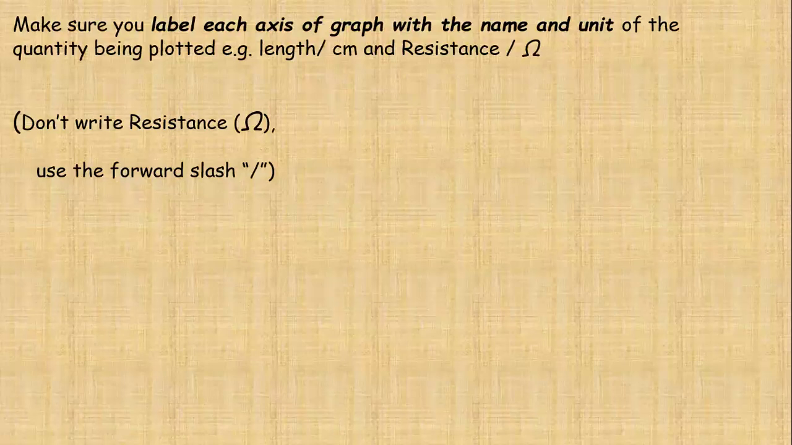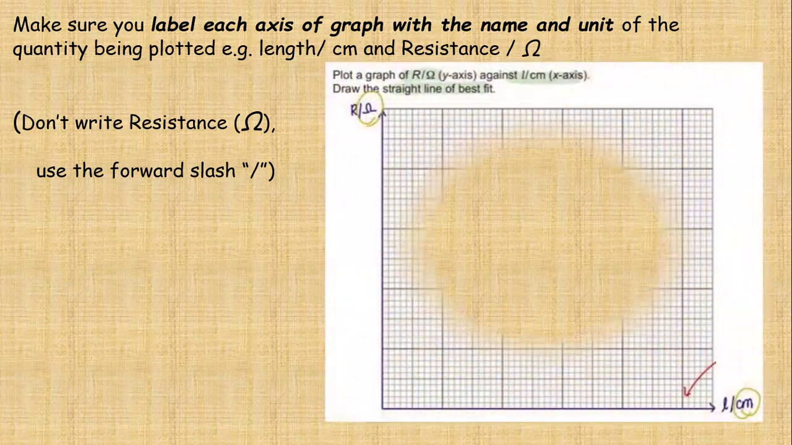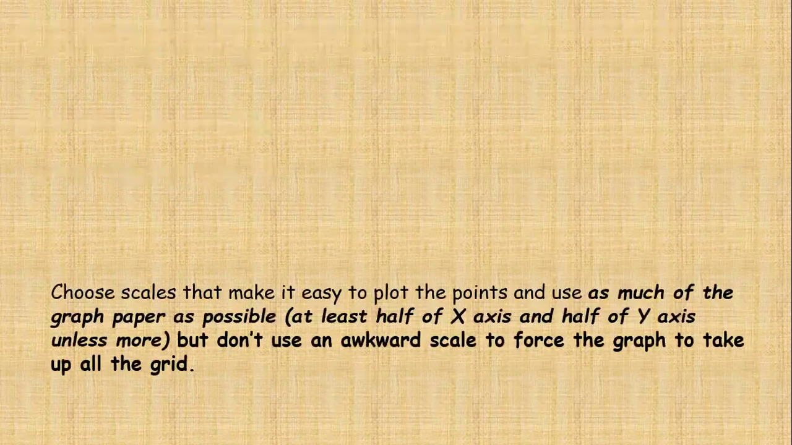Starting with labeling each axis accurately, you have to write the right quantity on the right axis with a unit, right? And there's an example for that in which you have to draw a graph for resistance versus length, resistance on the y-axis while the length on the x-axis. So you have to write the physical quantity with their unit.